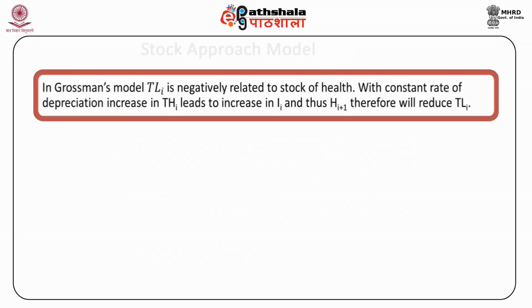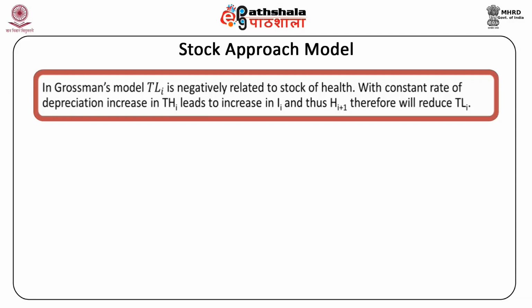In Grossman's model, TLi is negatively related to stock of health. With a constant rate of depreciation, an increase in THi leads to an increase in Ii, and thus Hi+1 will therefore reduce TLi.